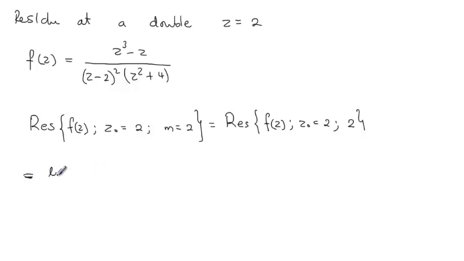And for this case, we know that this is equal to the limit as z is approaching 2 of the first derivative of (z − 2)² multiplied by f(z).